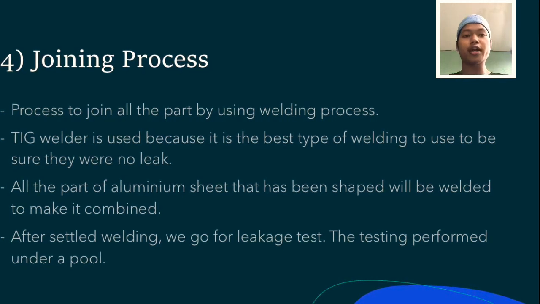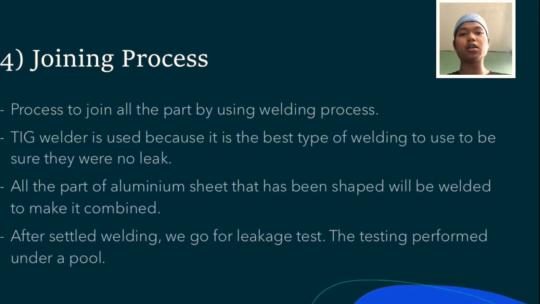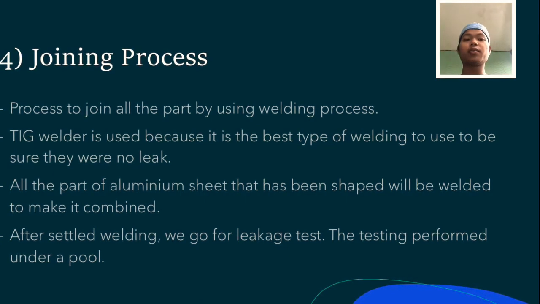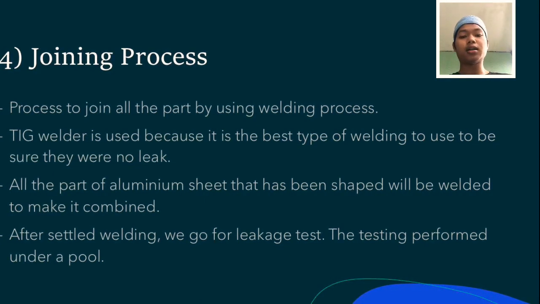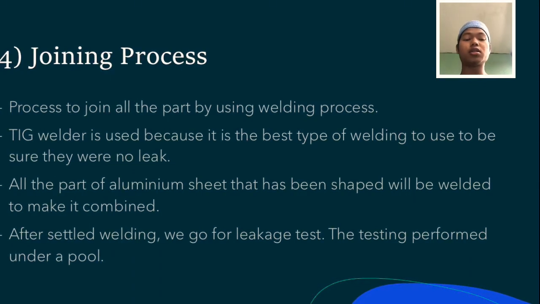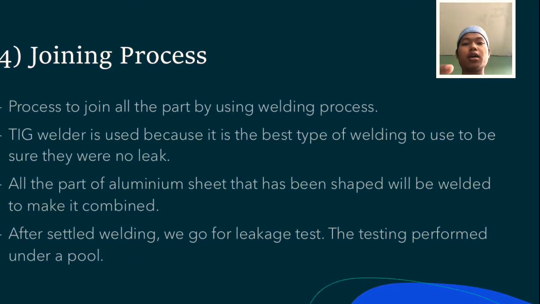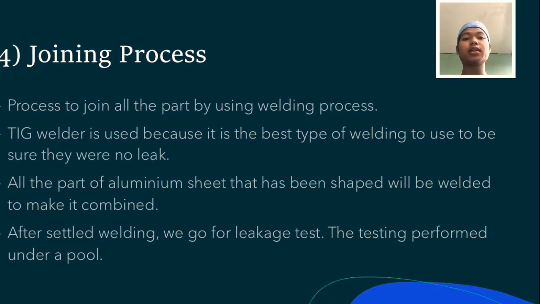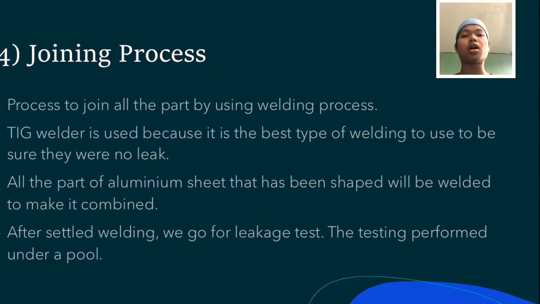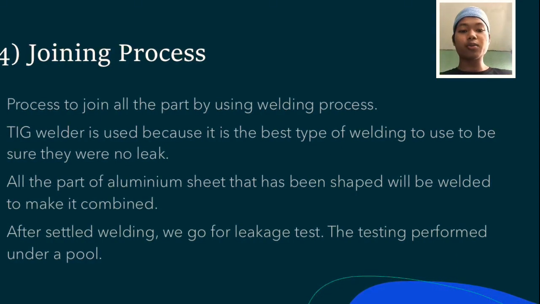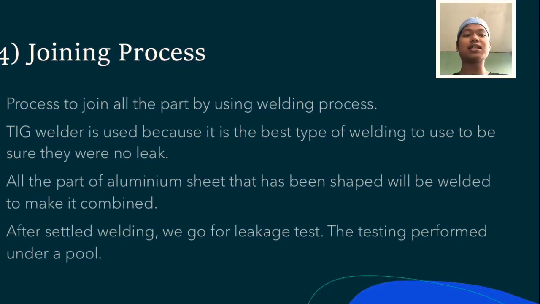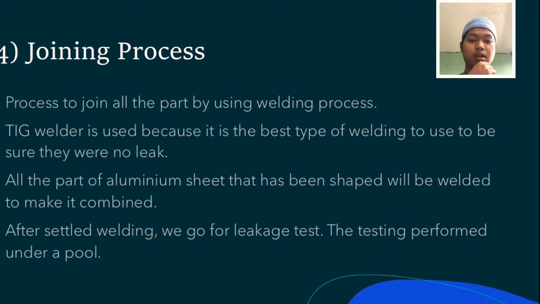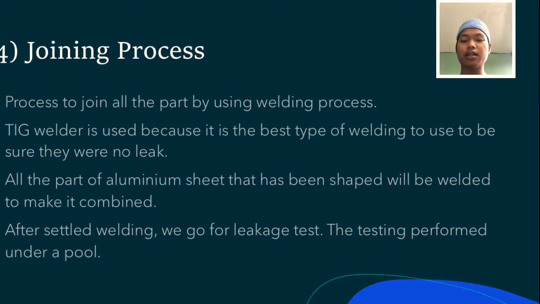So the aluminum sheet that has been shaped into a cylinder will be welded to combine it together. Then we weld the other parts, which are the round parts on both sides and also the filler pipe. After we finish all the welding process, we do leakage testing to know if the fuel tank has a leak.